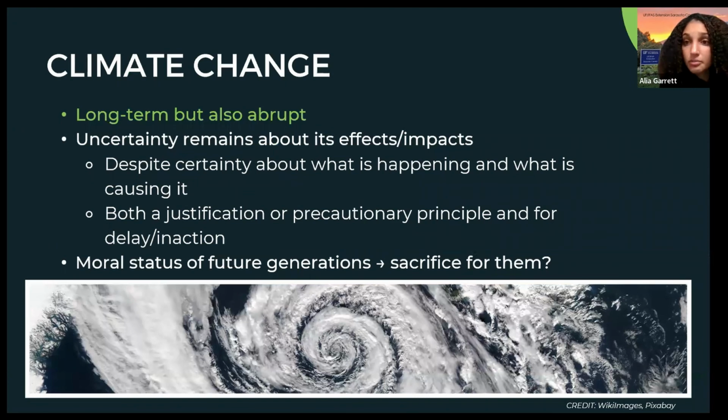So climate change is long-term, but also abrupt. As I had mentioned, we see those long-term trends, but right now we're seeing stronger and more frequent storms, fires, and other things that are happening right now. There is uncertainty that remains about its effects and impacts. I will say most scientists are on the same page about what is happening and what is causing it. But this is both a justification for the precautionary principle, better safe than sorry, and also for delay and inaction. We don't know exactly what's going to happen, so we can just wait. But we also have to bring into question the moral status of our future generations. Do we sacrifice for them?